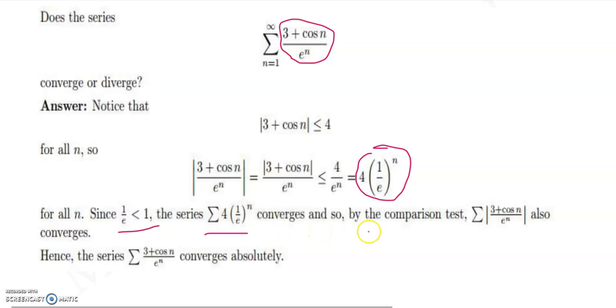So by the comparison test, we can conclude that the sum of (3 plus cosine n) over e to the power n also converges. This is the conclusion, so we can say that the given series converges absolutely by the comparison test.